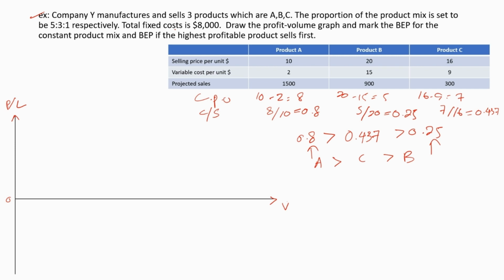So what is the fixed cost amount, which is $8,000? So we have to mark this value on this graph. 8,000 is a cost, so it will be below the zero line. So let's mark 8,000 here. This is the fixed cost.